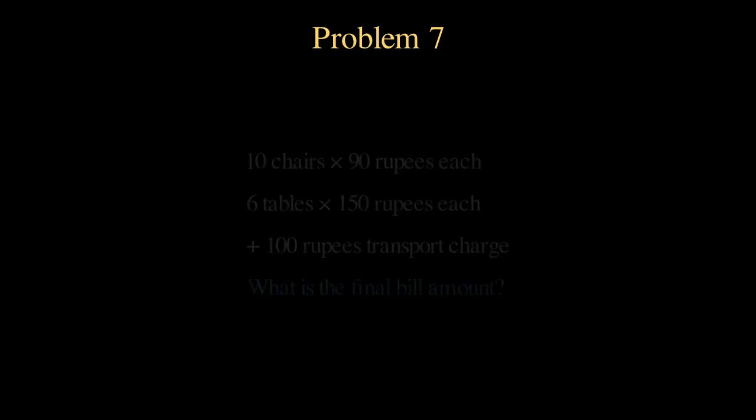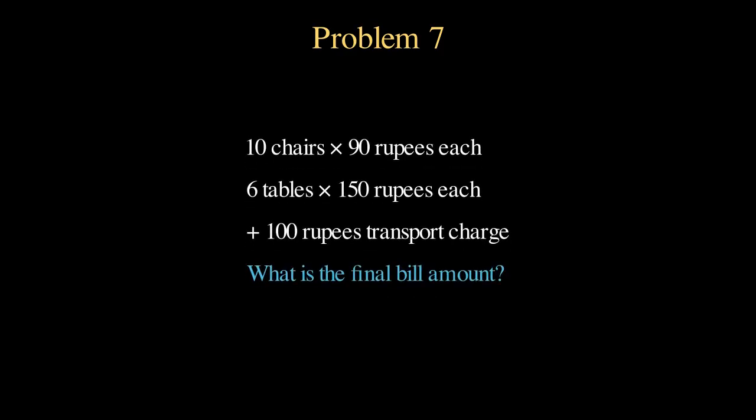Here is the problem. A school buys 10 chairs at 90 rupees each and 6 tables at 150 rupees each. Later, it also gets a total transport charge of 100 rupees added to the bill. What is the final bill amount? There are 2 separate multiplications here, one for chairs and one for tables, so we settle each of those fully first, and only after that do we add everything, including the transport charge.